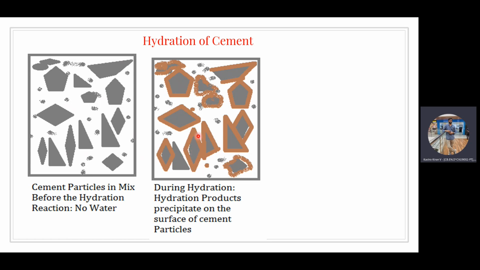Forget about what those products are for the time being. We'll understand that later. So here what you need to observe is that when the cement comes in contact with the water, they produce some products, and those products you can see around the circumference of the cement particles. Those products are called hydration products.